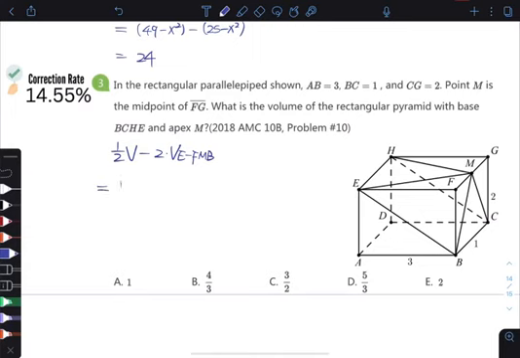So first of all, it's half times 3 times 2 times 1, and then minus 2 times. As for the pyramid, the formula is 1/3 times base area times height. So 1/3 times, if you consider FBM as the base, and the corresponding height is EF. And as for the base, we do half times 2 times 1/2. So the base area is 1/2, and then times the height, corresponding height EF is 3. Alright, so it's equal to 3 minus 1. So the answer is 2, which is option E.